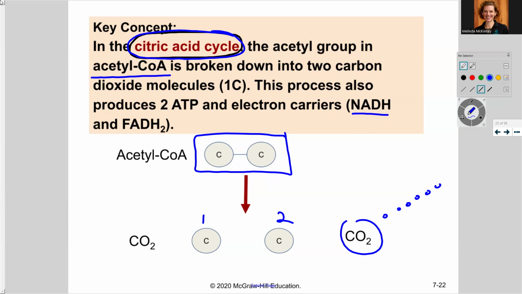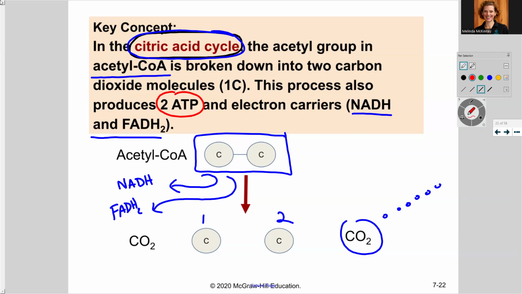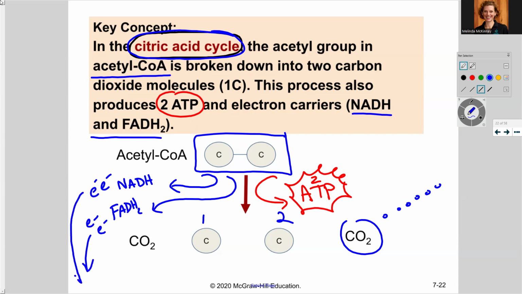In this process, we get a few more electron carriers. We've seen this one before, NADH. And then we're also going to add in FADH2. And we make ATP. We're making ATP in this step, again by substrate level phosphorylation. We're not making a ton. We just make 2 of them. Really, the important part is the electrons that are going with these electron carriers. And they're going to go to the next step.